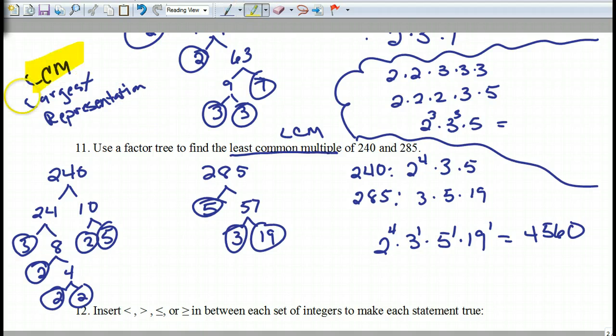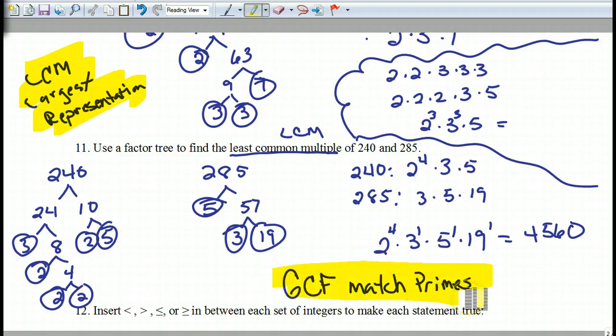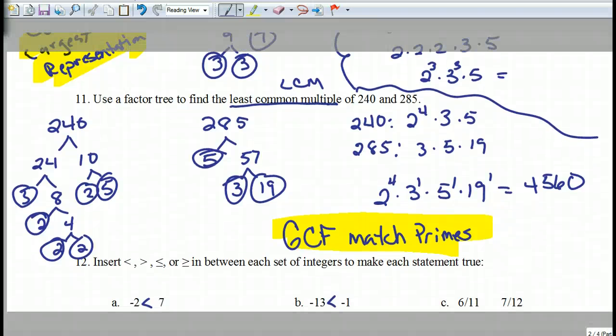Okay? Greatest common factor, which we will come to later, is matched primes. Okay, if you can remember those two differences, it'll help you a lot tomorrow. All right. Any questions about that one? I hope that helps you.